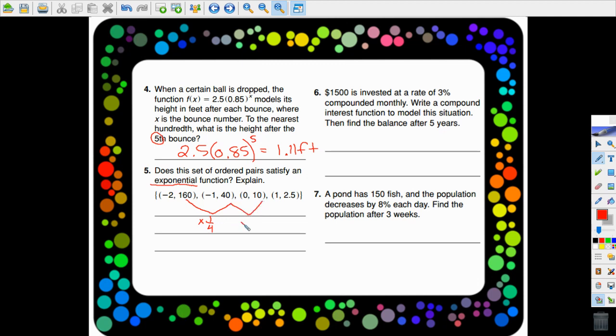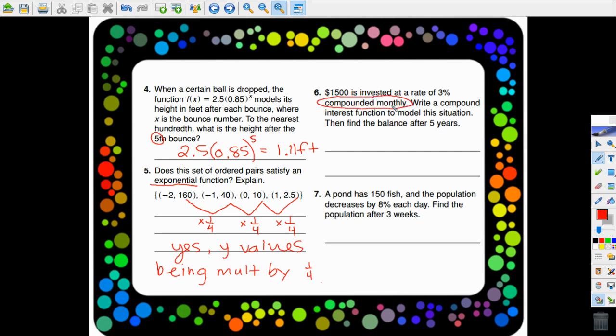From 40 to 10, sure enough, I'm multiplying by 1/4. Some of you think of that as dividing by 4. It's the same thing. So yes, this is exponential. The y values are being multiplied by 1/4 or 0.25.